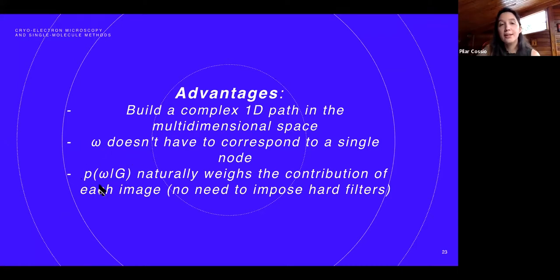The third advantage is that with our Bayesian formalism, this probability naturally weighs the contribution of each image. Basically, and this is something that I'm going to show you further on, images that have low signal to noise ratio, that are, say, bad, will receive a very low weight and will not contribute so much to the averaging and analysis.